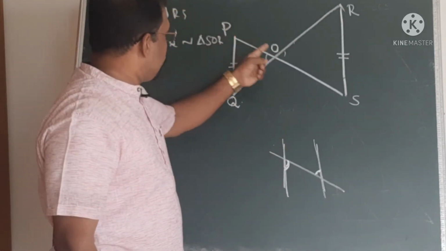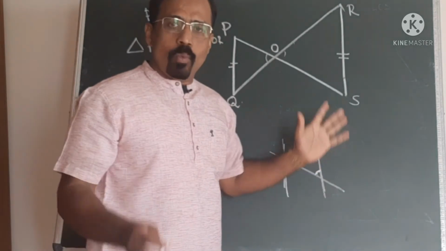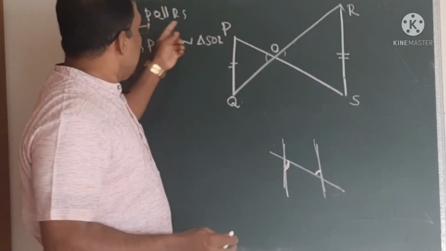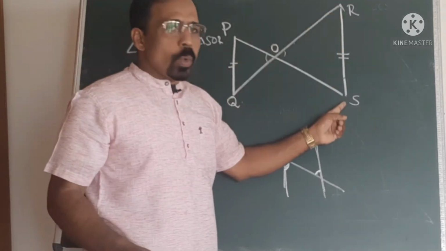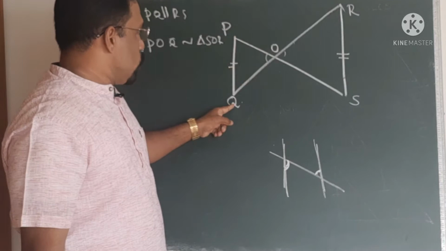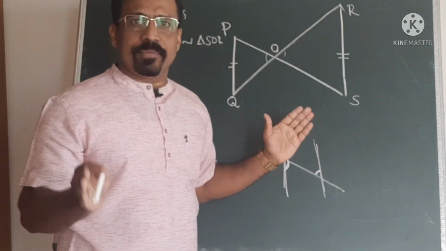We have triangle POQ and triangle SOR. What is given to us is PQ is parallel to RS. We have to prove that triangle POQ is similar to triangle SOR. This is what we have to prove.